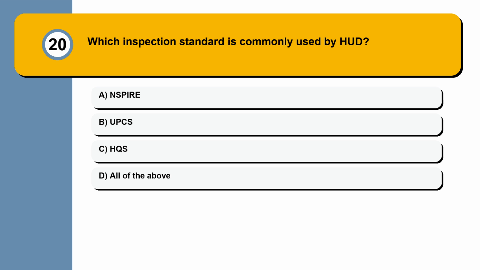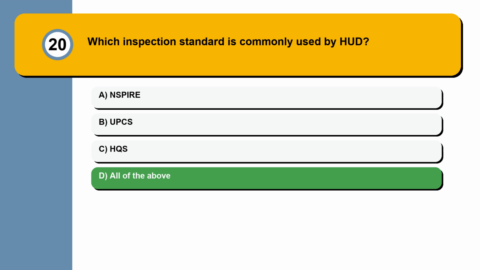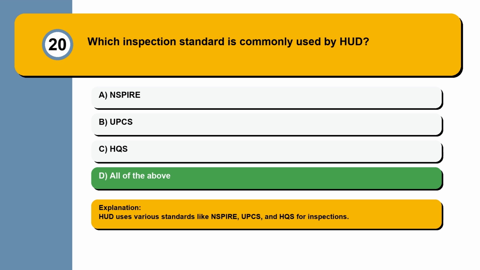Question 20. Which inspection standard is commonly used by HUD? NSPIRE, UPCS, HQS, all of the above. HUD uses various standards like NSPIRE, UPCS, and HQS for inspections.